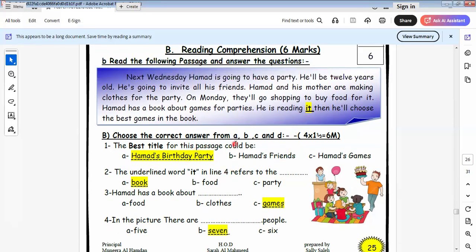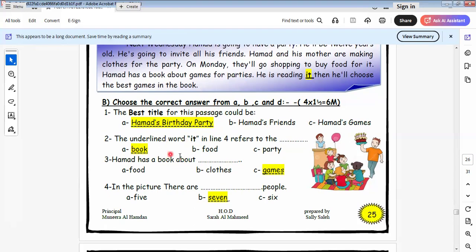The best title for this passage, what will it be? Hamad's Friends, or Hamad's Games, or Hamad's Birthday Party. I'm listening to this man saying Hamad's Birthday Party. The underlined it refers to what? Read to the book. He is reading.